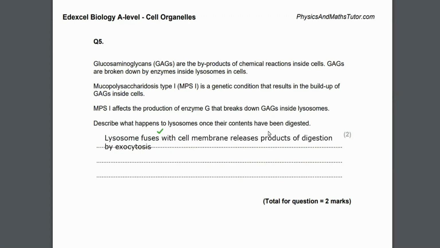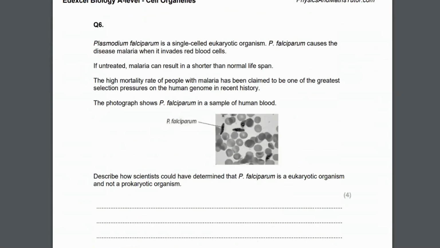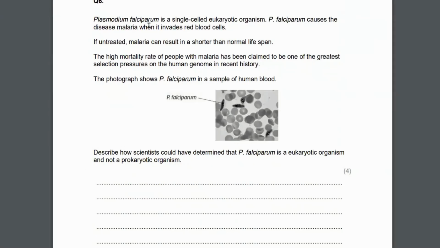Its membrane becomes one with the cell membrane, and then it releases its products of digestion outside of the cell. And we call that exocytosis.